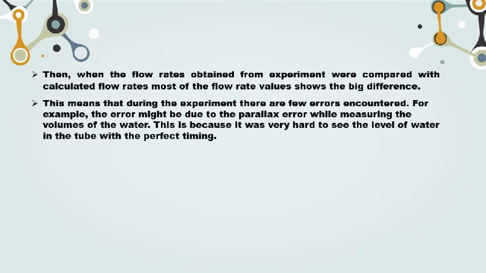Then when we compare the flow rates obtained from the experiment and the calculated flow rate, most of the values are showing a big difference. This means that during the experiment, a few errors were encountered. For example, the error might be due to parallax error while measuring the volumes of water, because through the experiment we found difficulties measuring the level of the water in the tube.